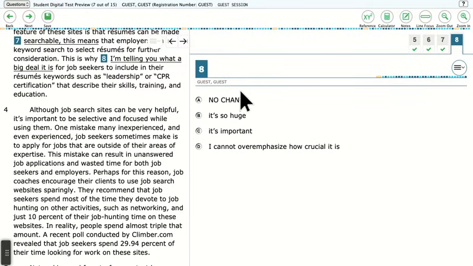Our options are no change, it's so huge. So it would say, this is why it's so huge for job seekers to include in their resumes. We've got it's important. This is why it's important for job seekers to include in their resumes. Or, I cannot overemphasize how crucial it is. So this is why I cannot overemphasize how crucial it is for job seekers to include in their resumes keywords.